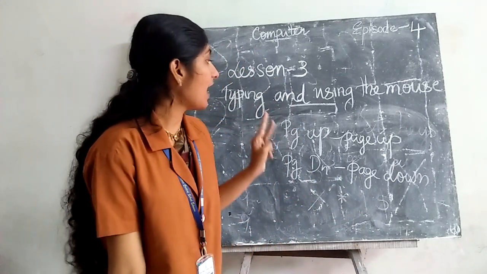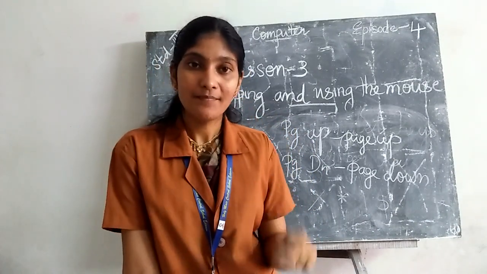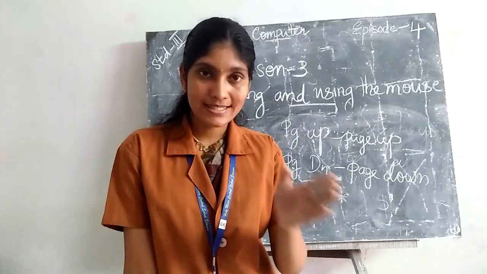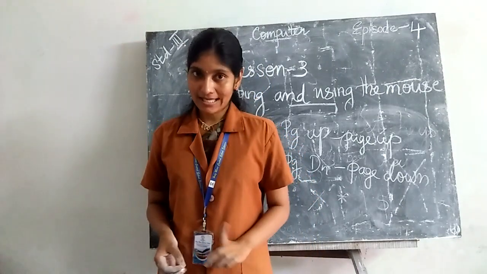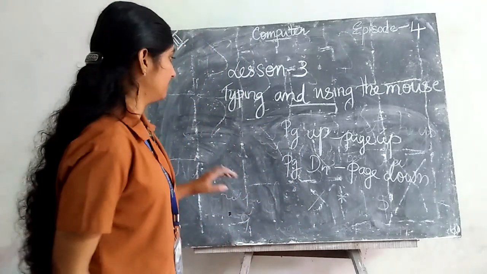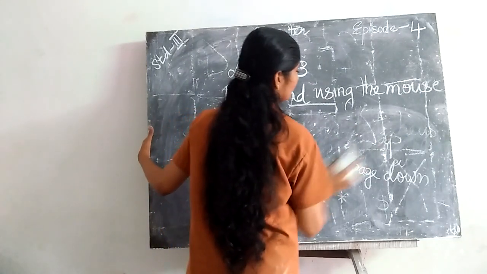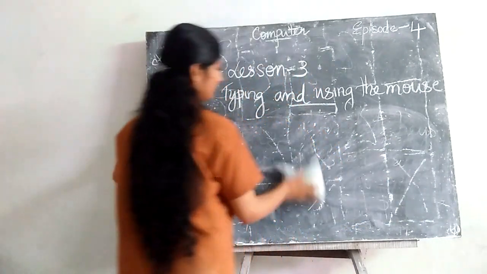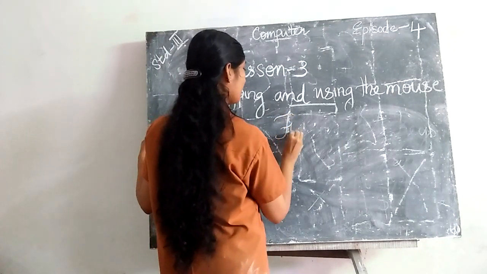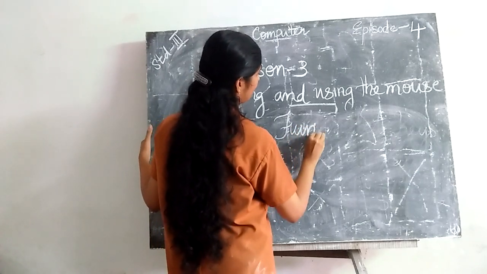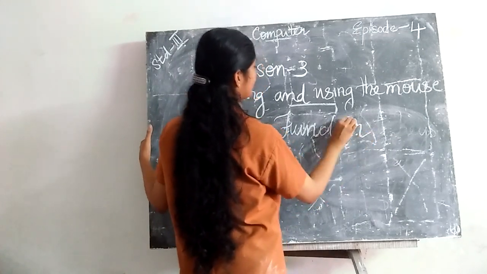So the first key is the alphabet key, the second key is the numeric key, meaning number key, and the third key is the numeric keypad, right? So the next key is the function key. Function keys.